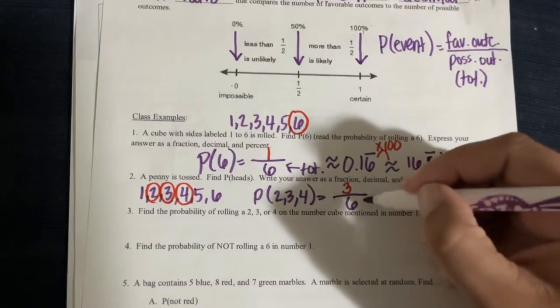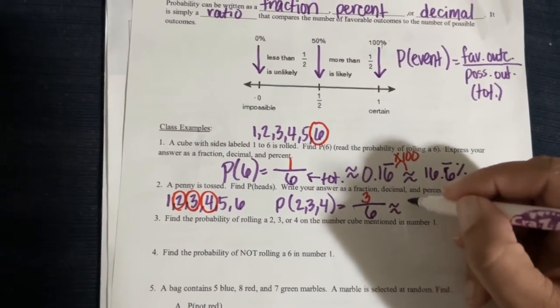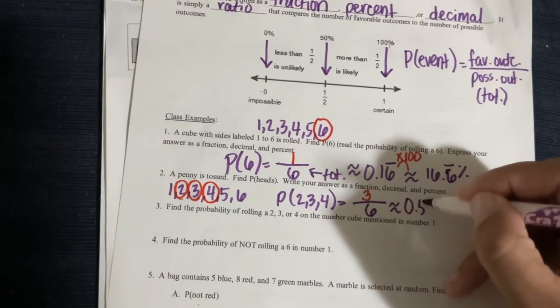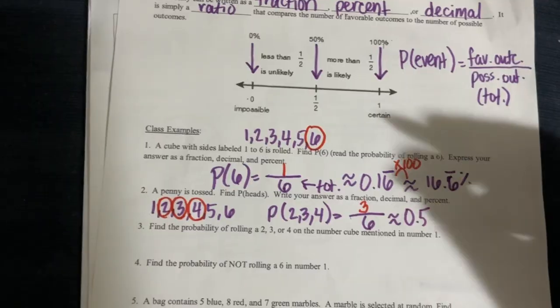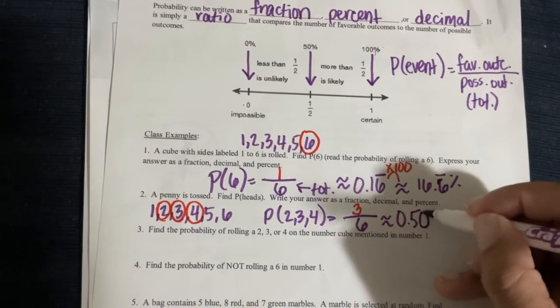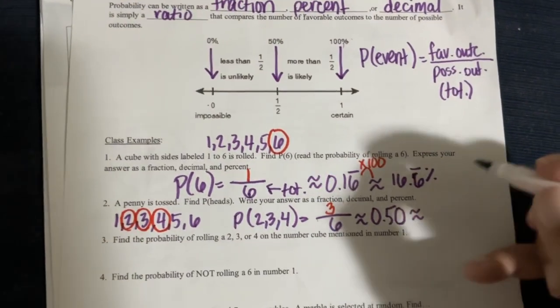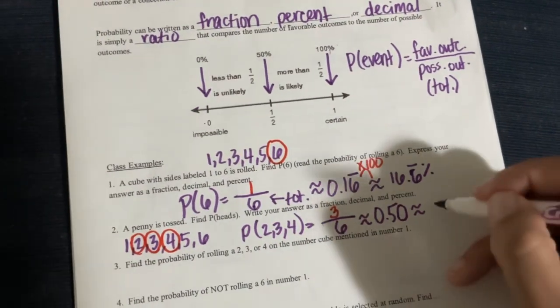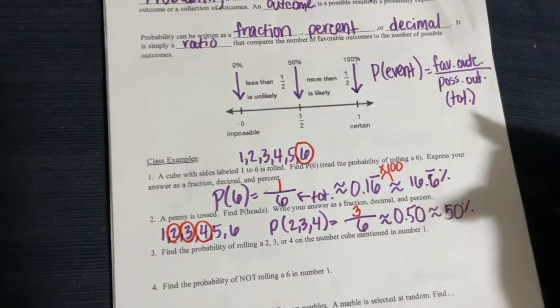Now, that's as a fraction. If I want it as a decimal, you just simply divide 3 divided by 6. You get 0.5. But when you usually have a decimal with one decimal place, it's okay to just put a 0, because it makes it easier to change this decimal to a percent. And 0.50 as a percent is 50%.